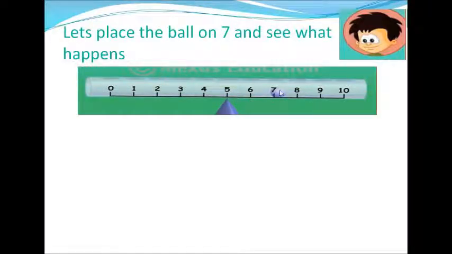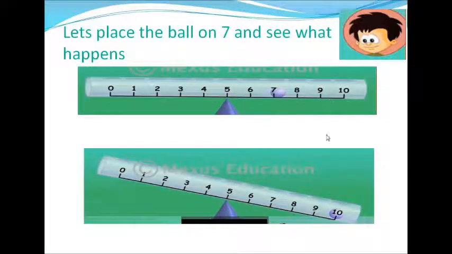Now, 7 is near to 10 and 7 is very far away from 0. So, definitely 7 will roll down towards 10 as it is near to it. You can see this in the next picture. Now, it means 7 rounded to the nearest 10 is 10.